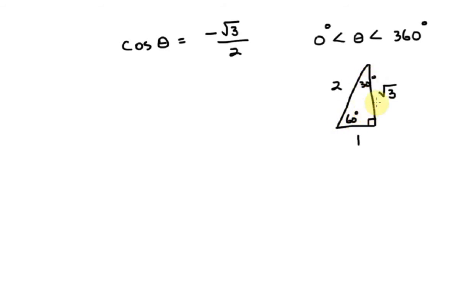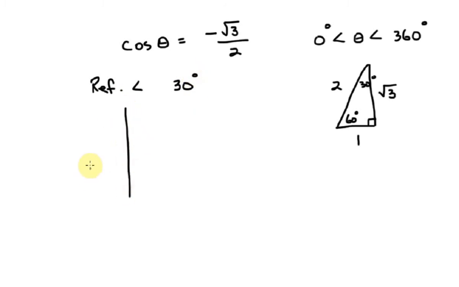So the question is, what would my reference angle have to be to make the cosine root 3 over 2? And notice I'm not really focused on the negative right now. I just want to know my reference angle. I'm thinking it's this 30 degrees here, because that would give me a cosine of root 3 over 2. So that's the first thing you want to do, is determine your reference angle. In this case, it's 30 degrees.